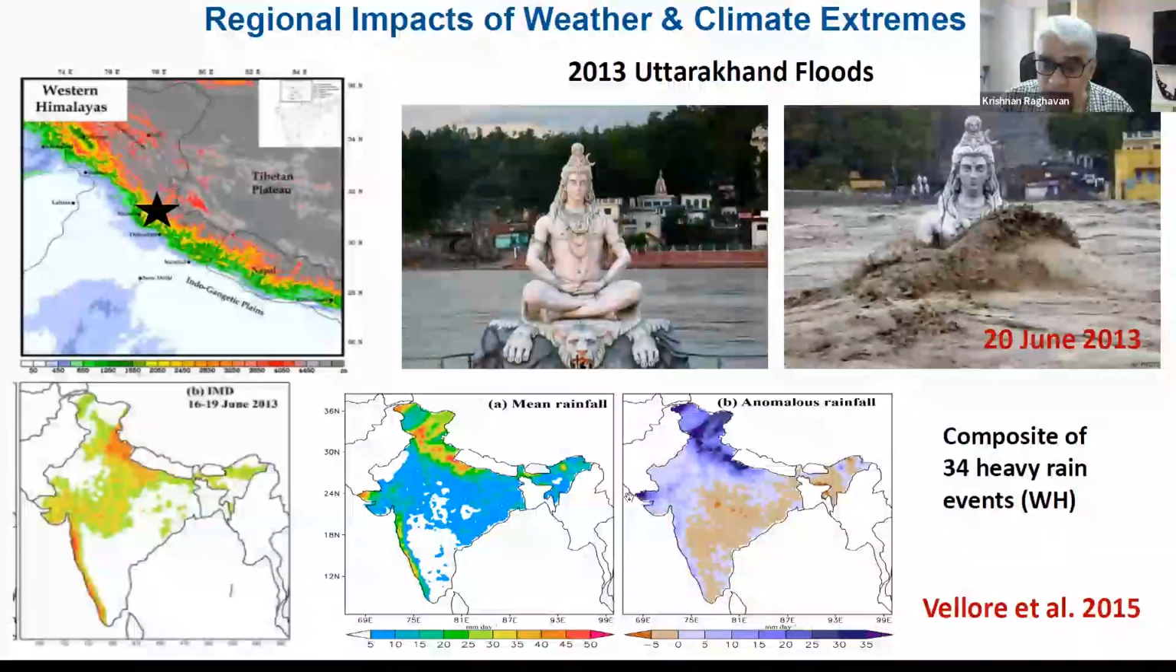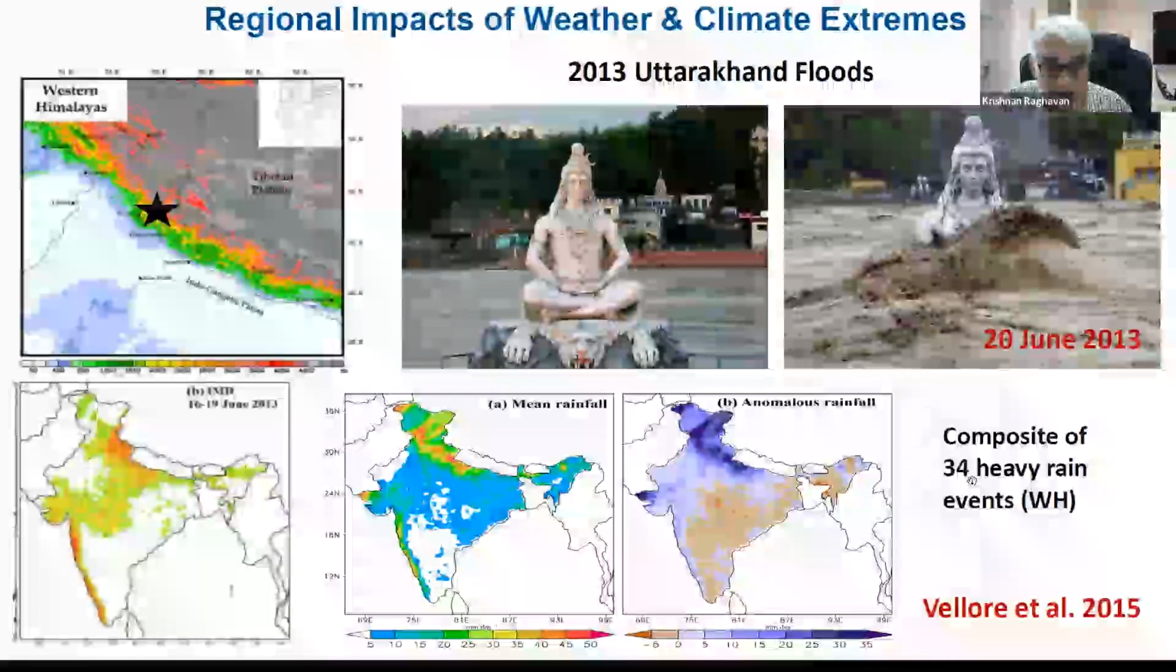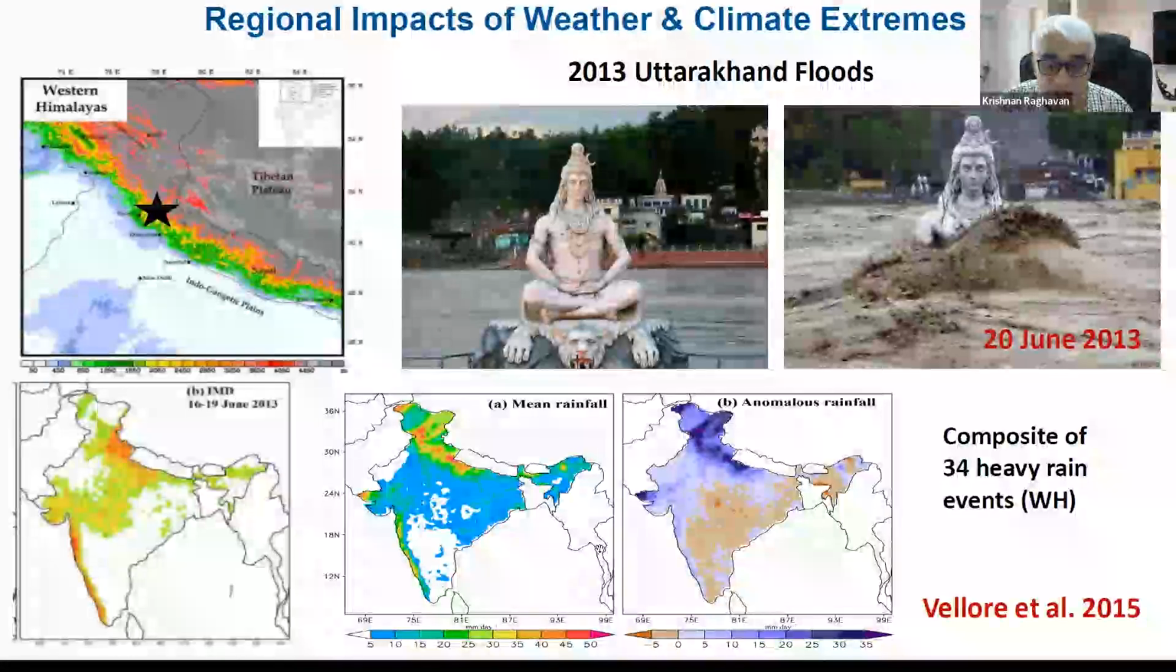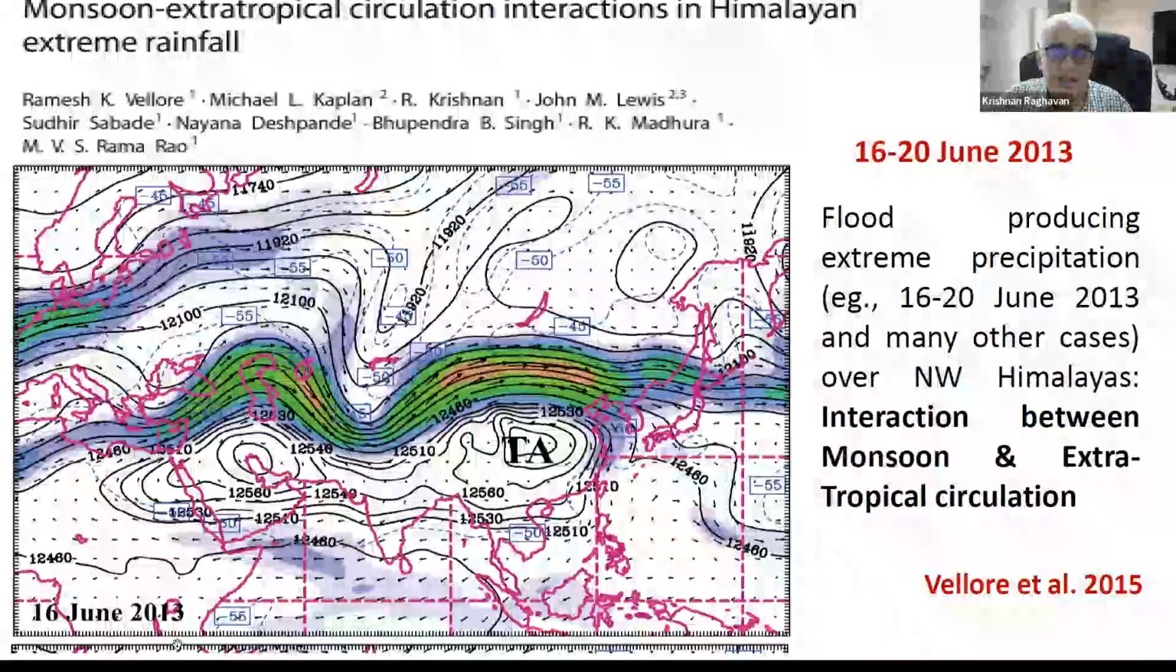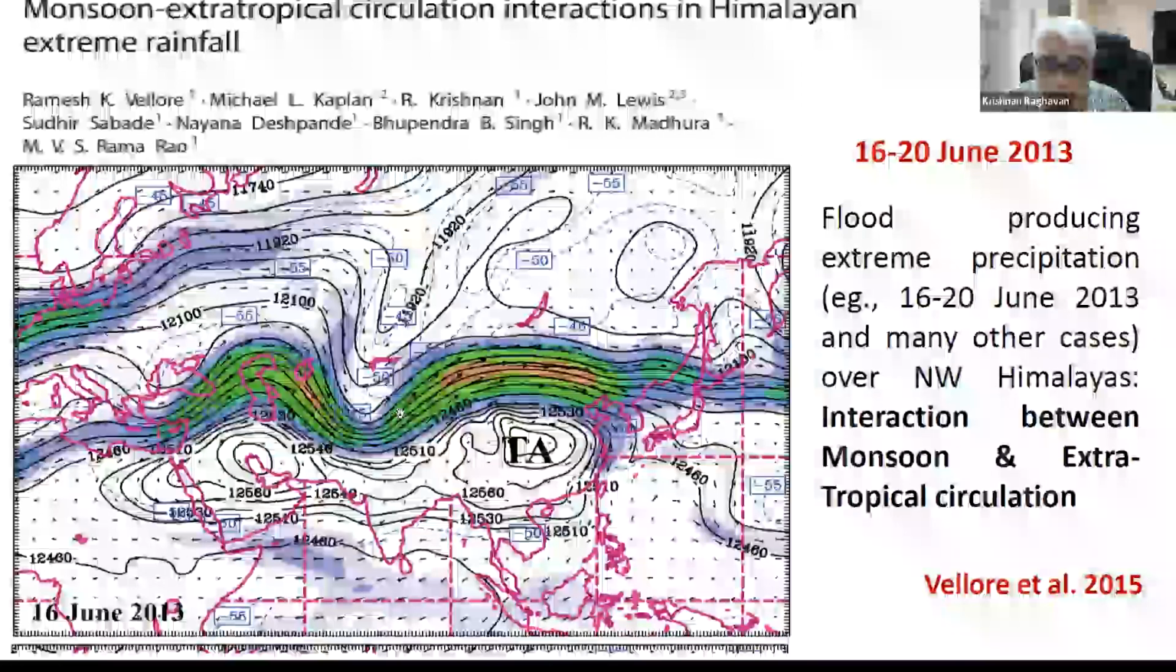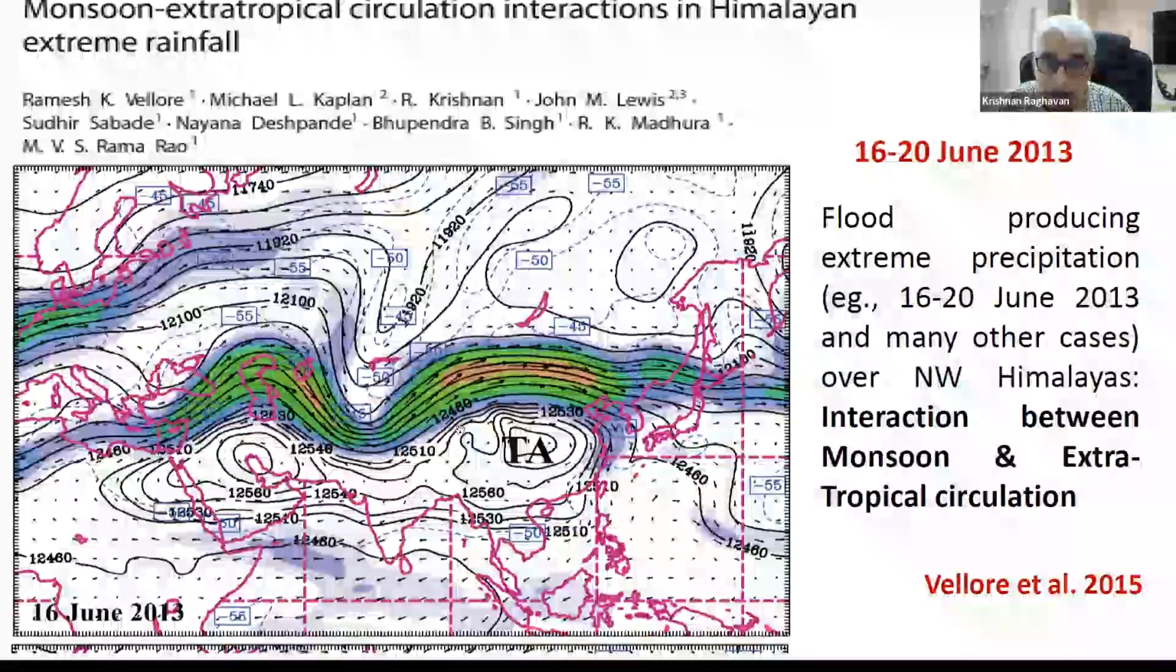We analyzed, this was a study by my colleague Vellur et al., in which we analyzed 34 similar cases of heavy precipitation in the region, in the Northwest Himalayas. And the common pattern that we find is that the monsoon was very, very intense. This is what we call the Tibetan anticyclone. So this is a typical feature associated with the monsoon convection. When the convection is very strong, the anticyclone develops in the upper troposphere, basically the upper troposphere and the lower stratosphere. It became highly unstable.